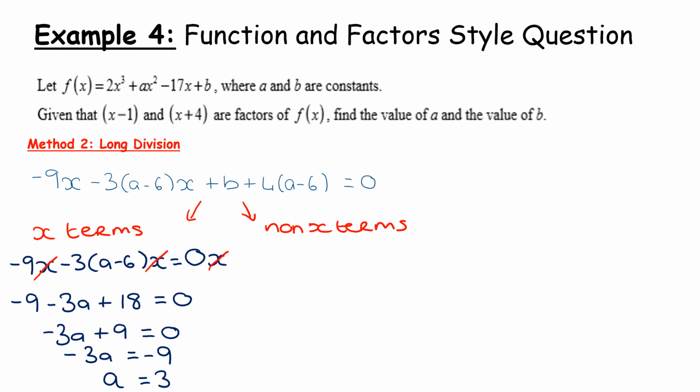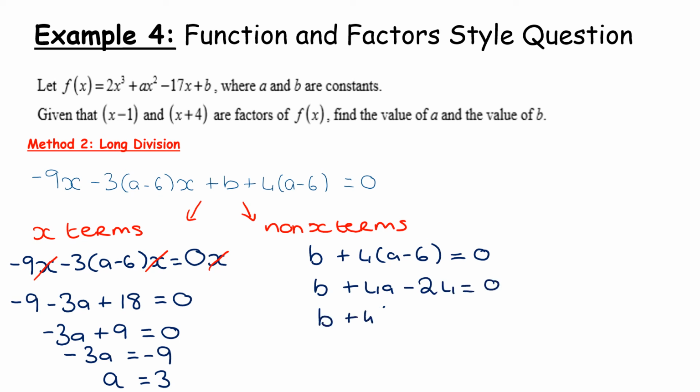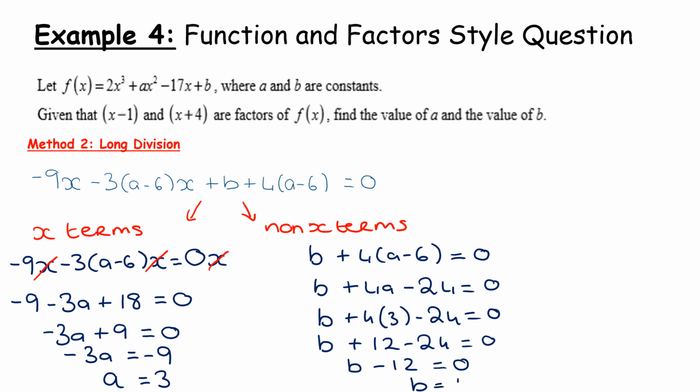So then let's use our non-x terms. So that's anything that doesn't have an x attached, which is this piece here, and that's equal to 0 because there's nothing on the right hand side. So I get b plus 4a minus 24 equals 0. We know that 3 is a, so we can put that in. So we get b plus 12 minus 24 equals 0. So b minus 12 equals 0. So b is equal to 12. So we get our value of a as 3 and b as 12.